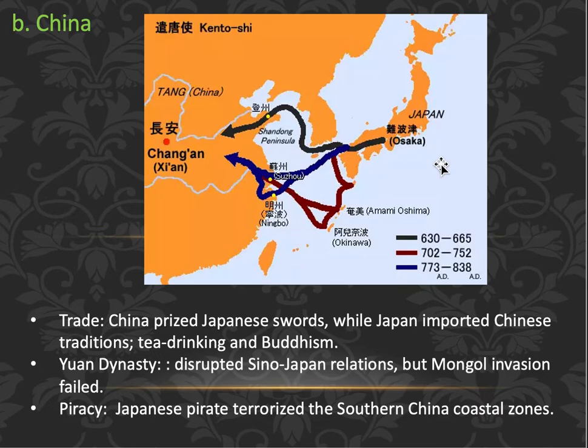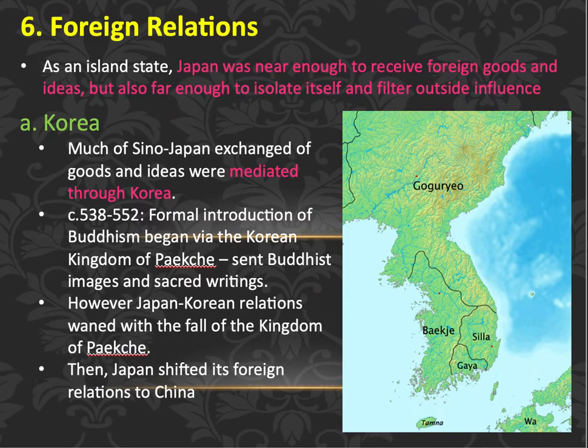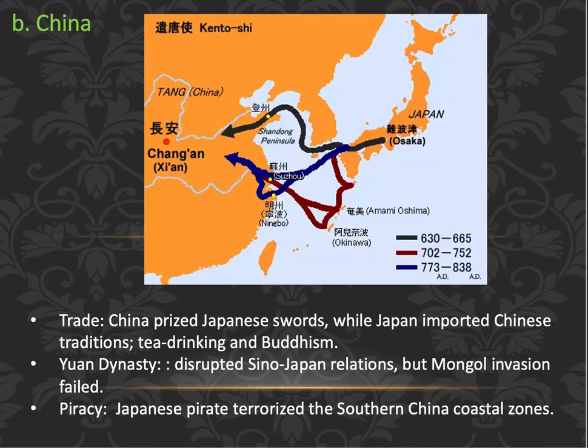And the Chinese also didn't like the Japanese because the Japanese were pirates that terrorized the states, especially in the southern provinces of Guangdong and Fujian. The Japanese pirates were bandits that disrupted trade in southern China. Okay, so you have the Koreans, and then you have the Chinese.